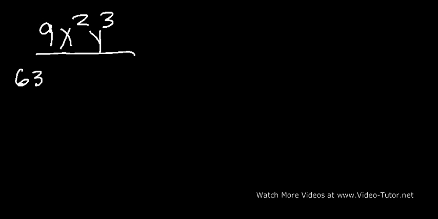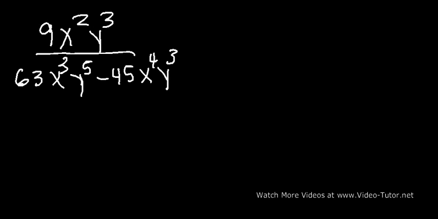So let's try another problem. Let's say we have 9 x squared y cubed divided by 63 x to the 3rd y to the 5th minus 45 x to the 4th y to the 3rd. So go ahead and try this problem. Pause the video and then unpause it when you're done.